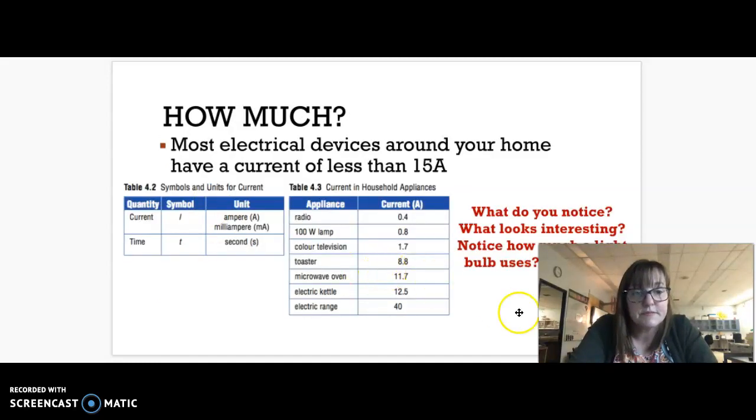So how much? Most electrical devices in your house have a current of around 15 amps or less. So how much is a lot of amps? Here are some examples of different ranges of current in your house.